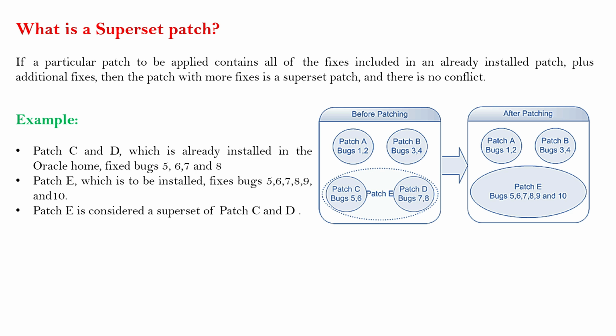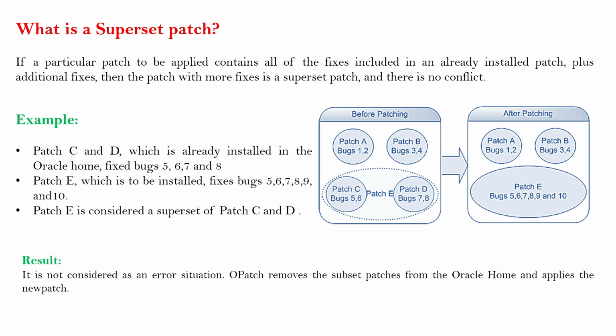Why are we calling it a superset? Because all the fixes which are there in C and D are already included in patch E, right? Along with a few more bug fixes. So this is a superset. So patch E will be called the superset of patches C and D, right? So this is not considered an error situation. So what will happen if you are going to apply the patch in the case of a superset patch conflict?